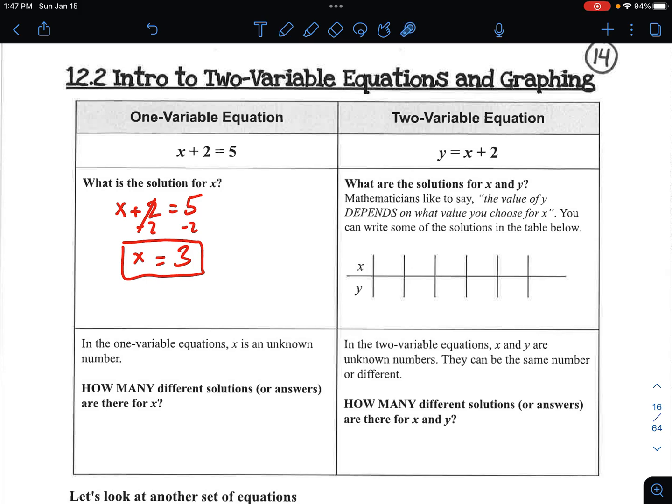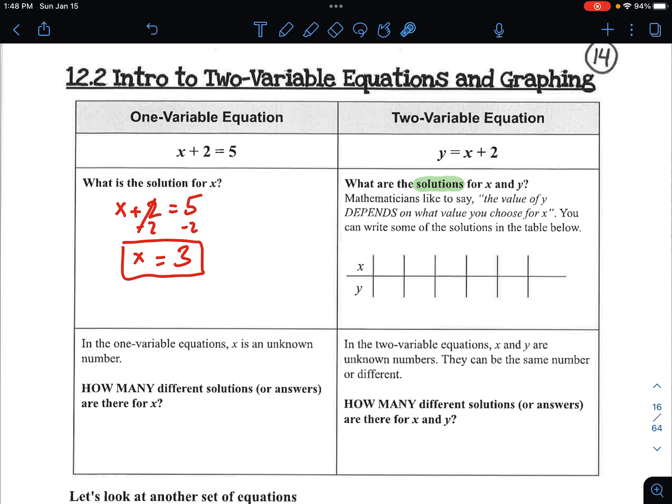Let's look at the right side. What are the solutions for x and y? Now, it's interesting that they said solutions for x and y. Like, what numbers can you put in for these two that would make this equation true? There's no other number I could have put in to this equation. Like, if I put in 4, does 4 plus 2 equal 5? No. 5 plus 2? No, that's 7, so that doesn't equal. Even if I tried to put negative numbers in there, like negative 3 plus 2, that does not equal 5. So the only number we could put in for x would be 3.